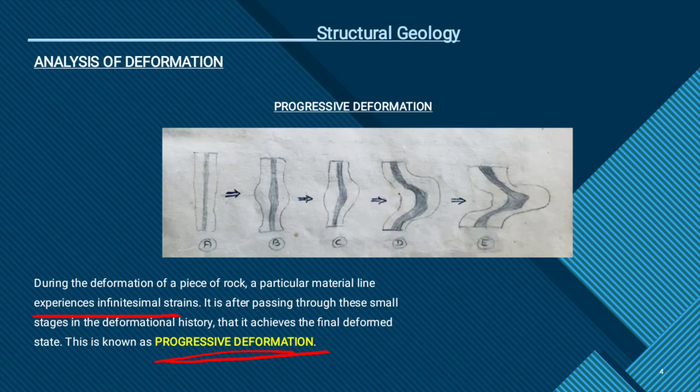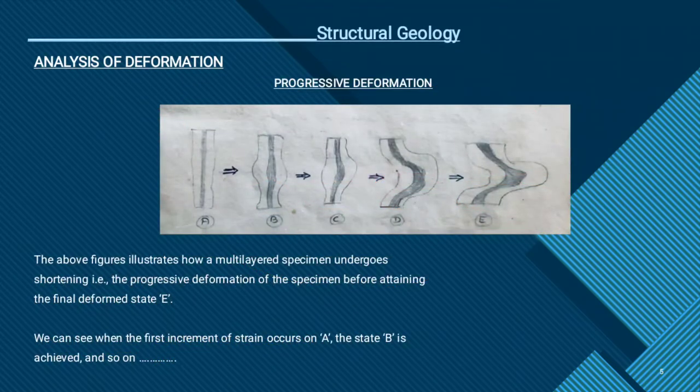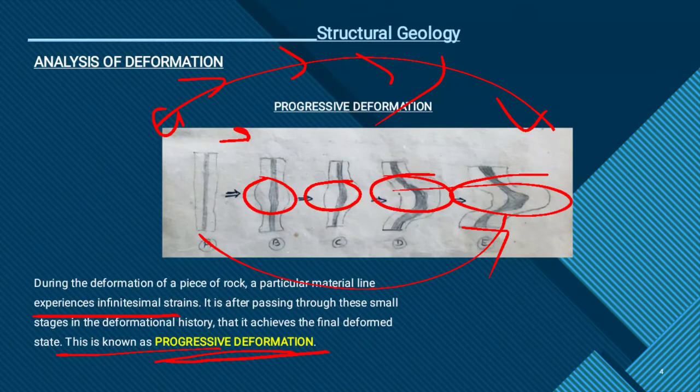Here we have the first, it's undeformed, then incrementally deformed slightly, then more. So it's not directly gone from this to this. Deformation occurs in this way only. It doesn't go from A directly to E, it progresses from point to point. Okay. Next, this is the same diagram.